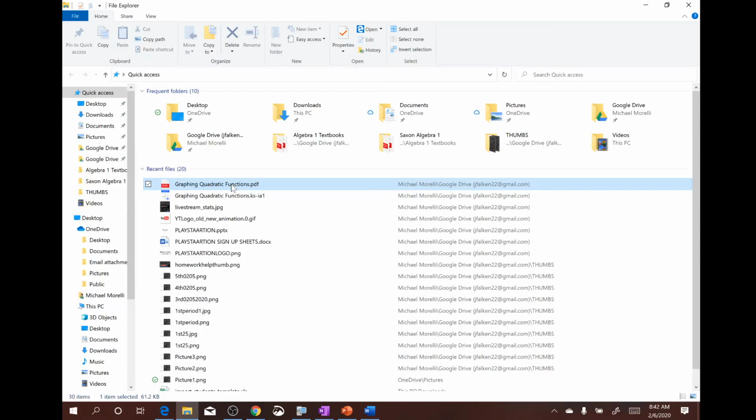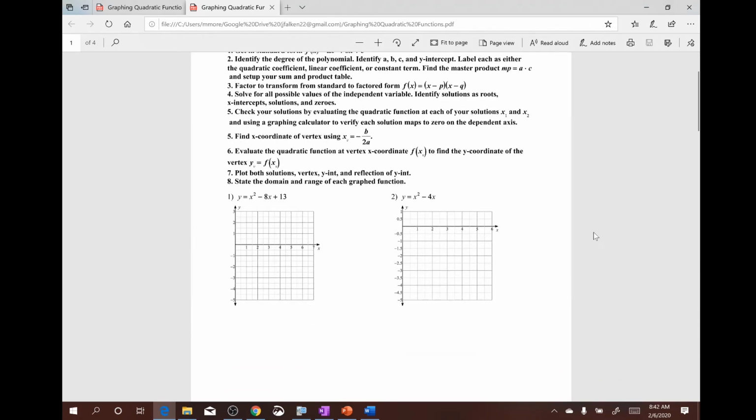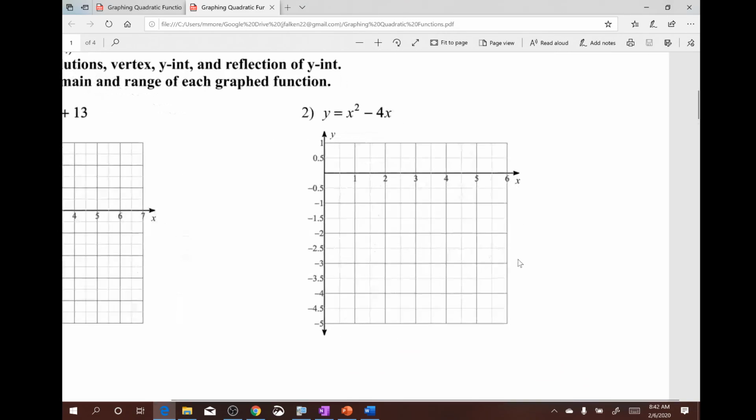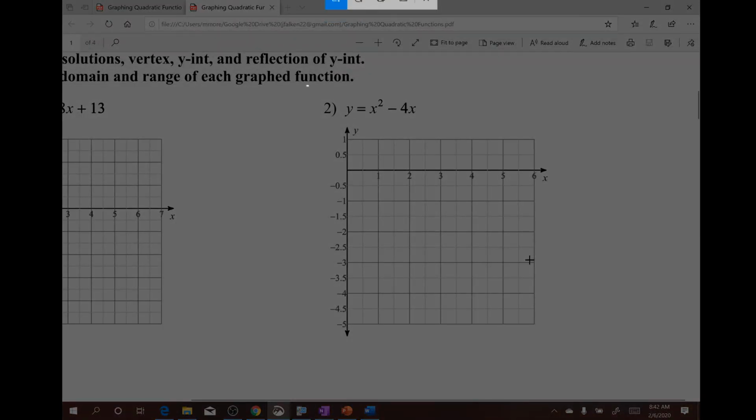Give me just a sec. Hang on, give me just a sec. I'm going to pull this up. I'll pull this in. Let's make sure we can all do this.